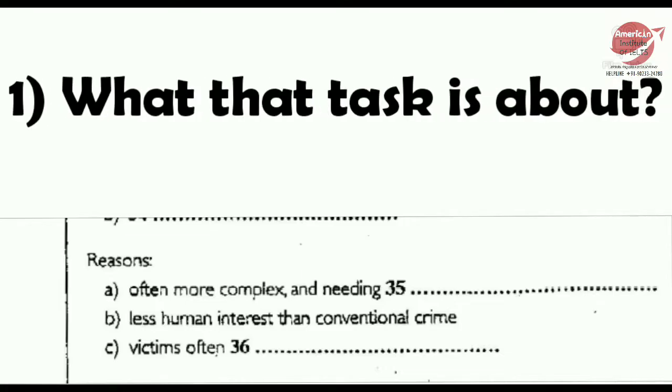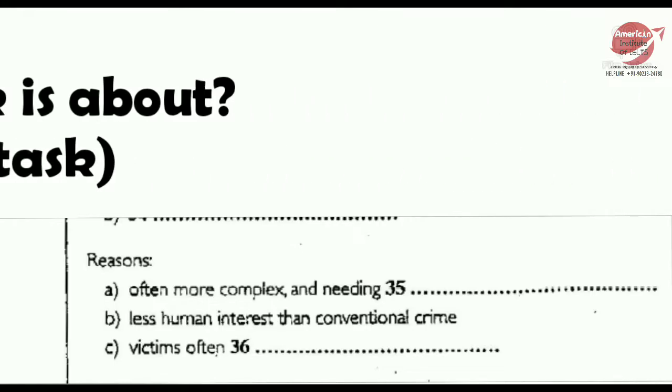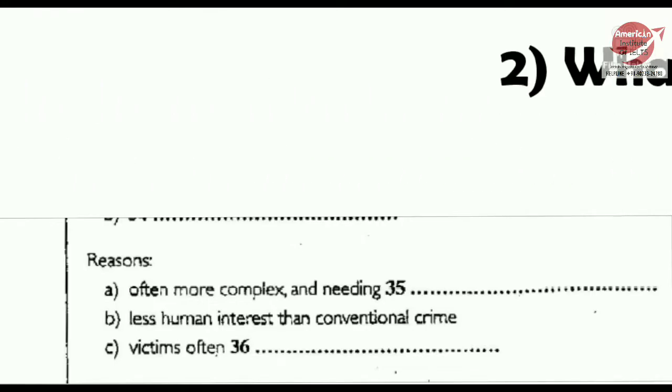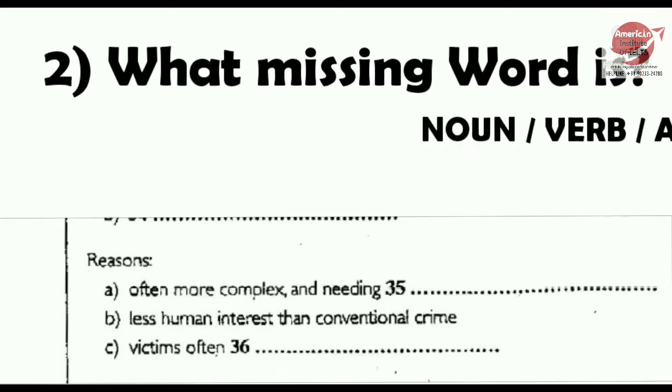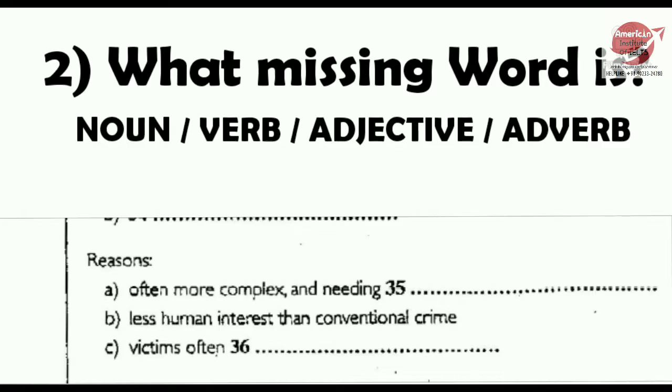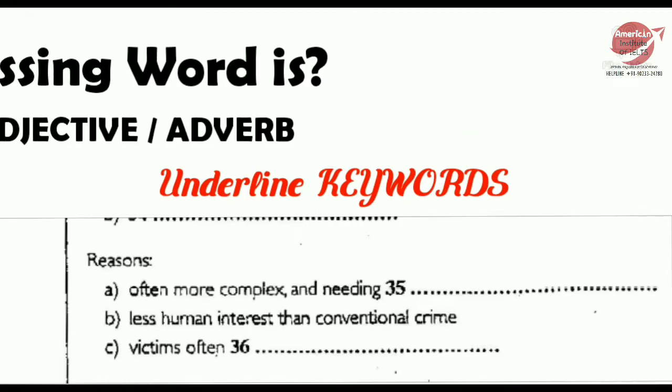As I told you in my previous videos, in each and every case you have to understand what that particular task is about, or the purpose of the task. Secondly, after going through the questions, you have to understand what the missing word is. You need to predict: is it a noun, verb, adjective, or adverb? For that you can take help of keywords. You can underline keywords and make up your mind. Okay, so let us start with this activity.